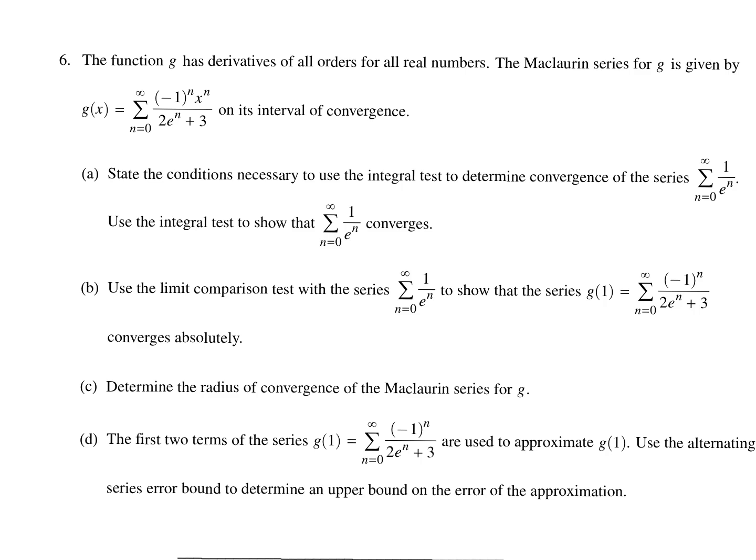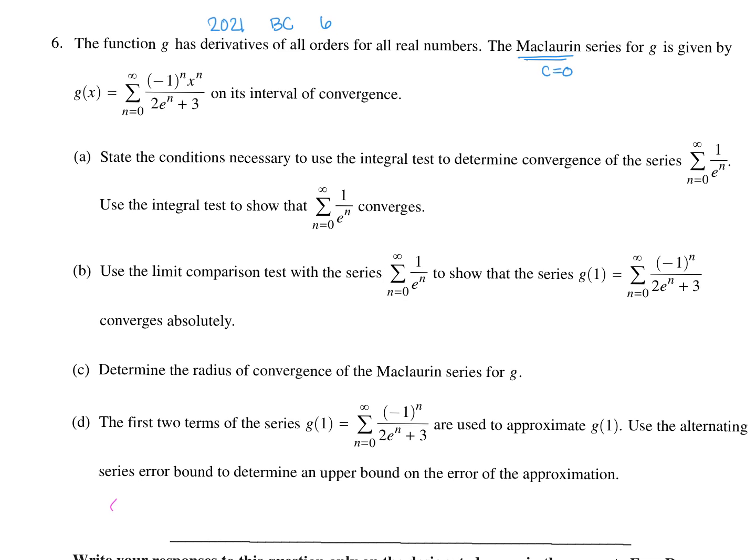All right, this is from the 2021 BC test, and this is question 6. The function g has derivatives of all orders for all real numbers. The Maclaurin series, that just tells us it's centered at 0, for g is given by g of x on the interval of convergence. State the conditions necessary to use the integral test to determine the convergence of this series. Use the integral test to show that.